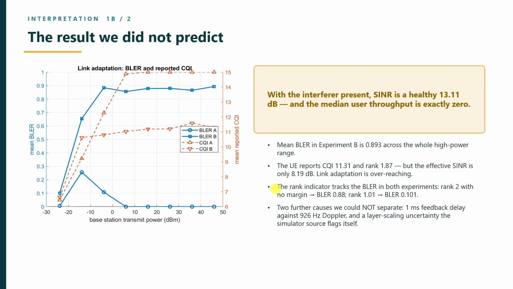This is the part we did not predict, and I want to be straightforward about it. With the interferer present, SNR is a healthy 13.11, and the mean user throughput is exactly 0. The mean BLER in experiment B is 0.893 across the whole high power range. The UE reports a CQI of 11.31 and rank 1.87.